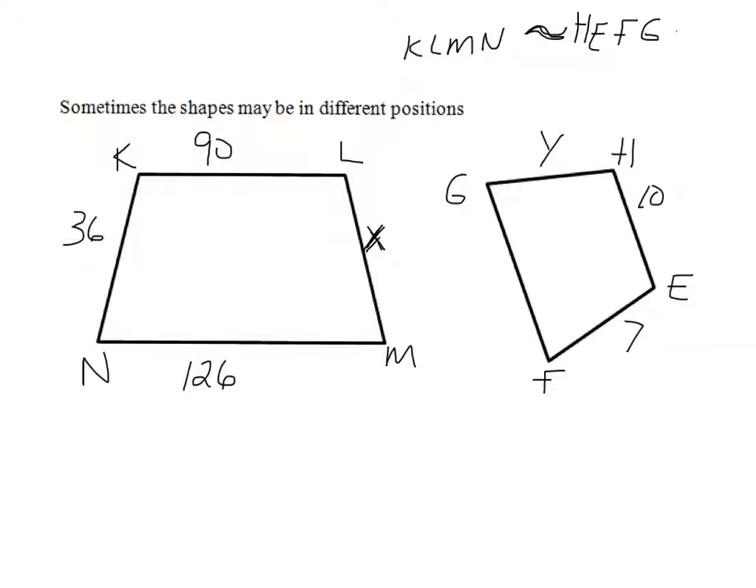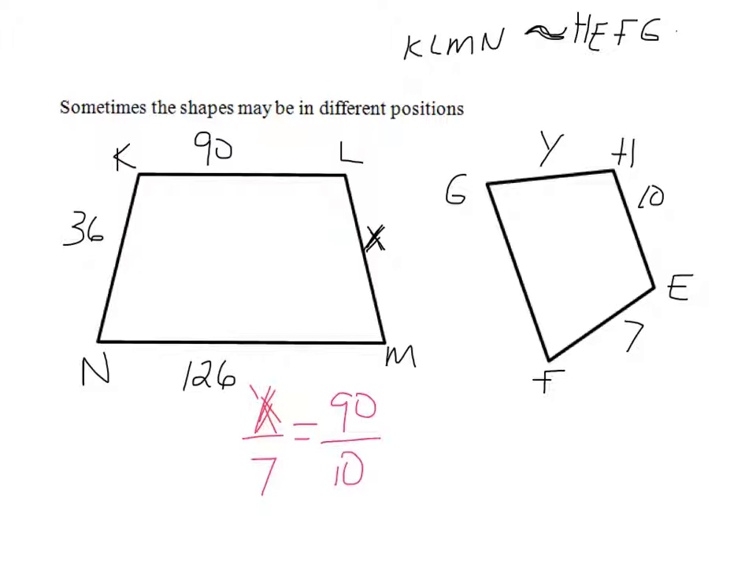Let's start with x. Our first proportion will be x over, well, what side corresponds with x? I see that x is side LM, so looking over at the other ones, I see that it corresponds with EF, so that would be 7. Okay, now let's look and see what other corresponding sides we have. I see that KL corresponds with HE. Since I started with the left figure in the first fraction, I start with the left figure, which would be 90 over HE is 10.